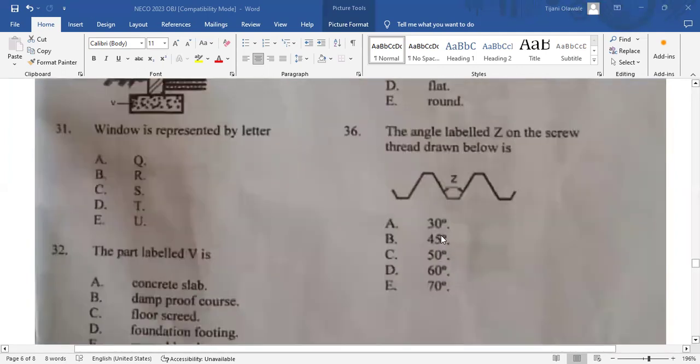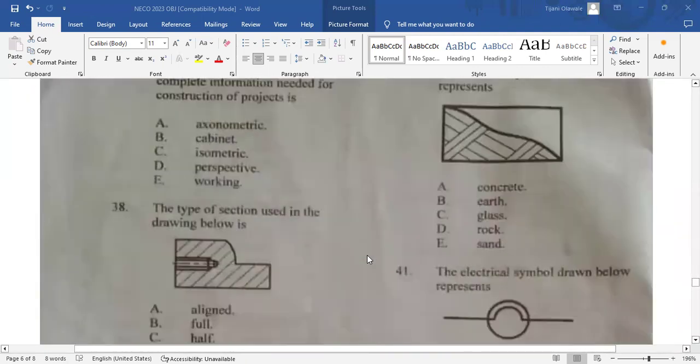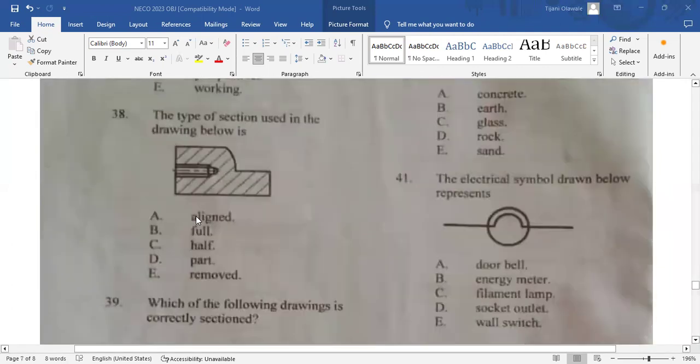Then question 36. The angle labeled Z on the screw thread drawn below is 60 degree. That is option D for that. Then move to question 37. The type of drawing that contains complete information needed for the construction of project is a working drawing. That is option E, the answer to that question.